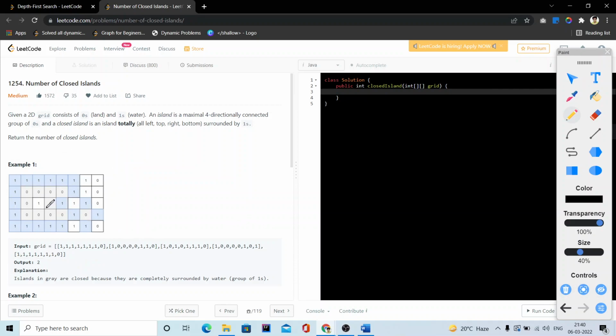And any region that is connected to this zero would also not be a closed island. So let's say this one was a zero. This one was also a zero. So this would not be a closed island as it is connected to a zero which is lying on the boundary, and that zero is not surrounded by ones from all of its four sides. Let's code this thing up to get a better idea.